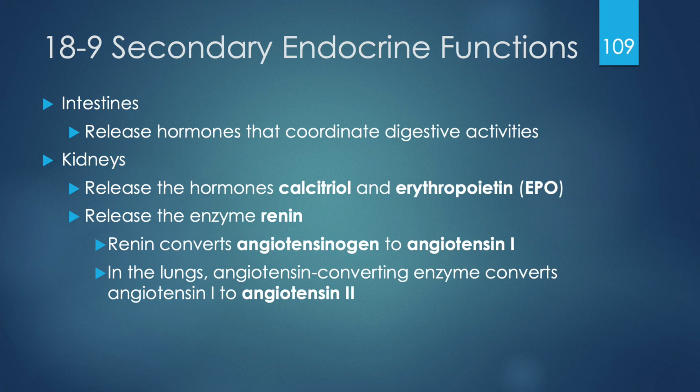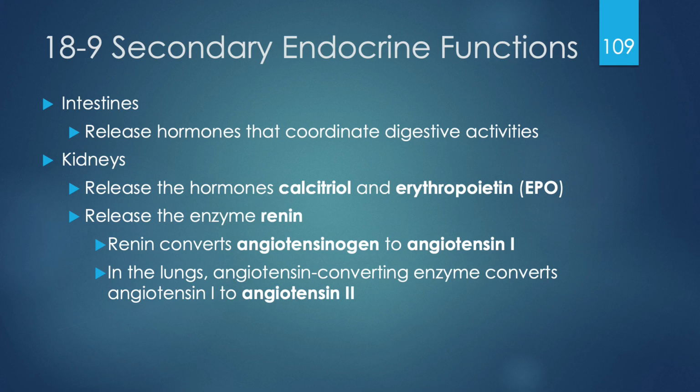Intestines are part of the digestive system that are responsible for processing and absorbing nutrients, but they also release hormones that will be responsible for coordinating a number of different digestive activities. The kidneys will release hormones called calcitriol and erythropoietin. And calcitriol is important for stimulating calcium and phosphate absorption in the digestive tract. Erythropoietin is going to be important for producing red blood cells.